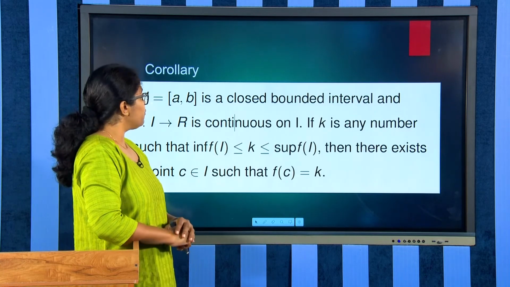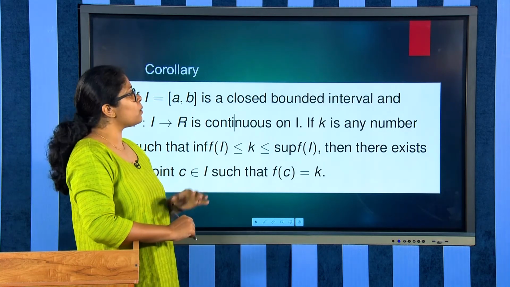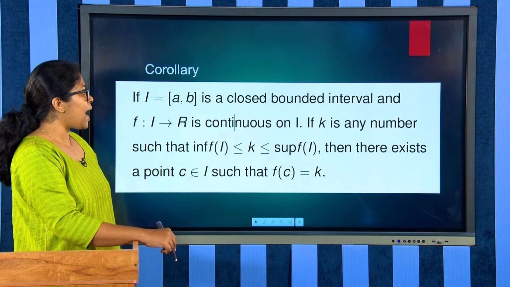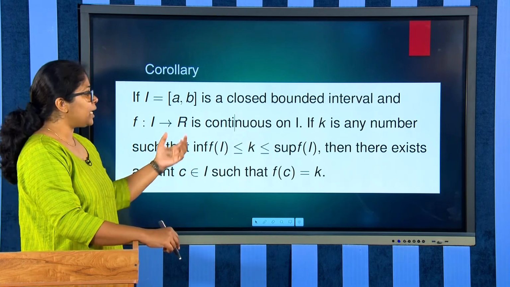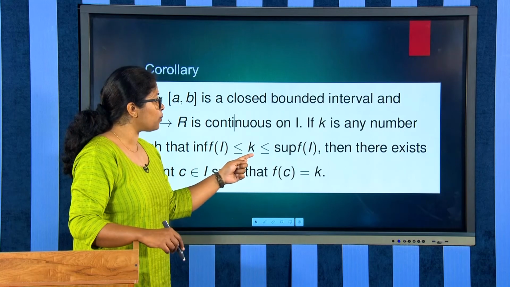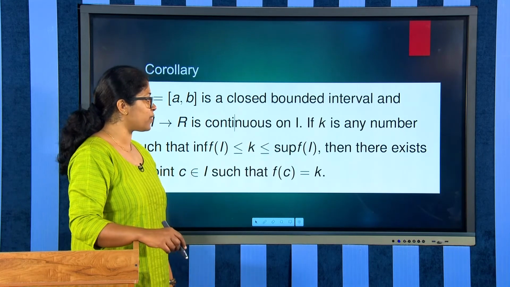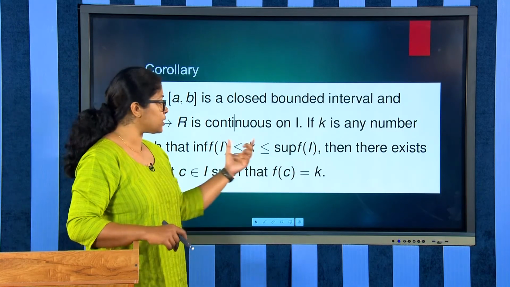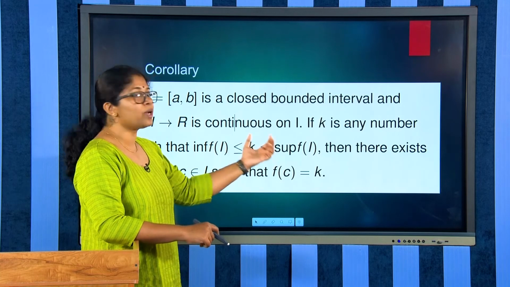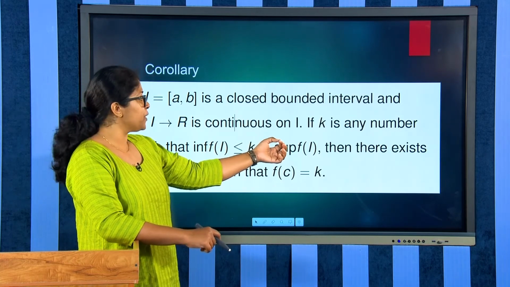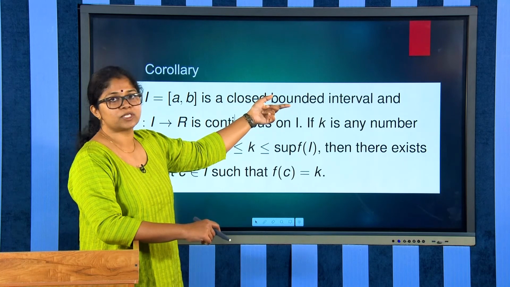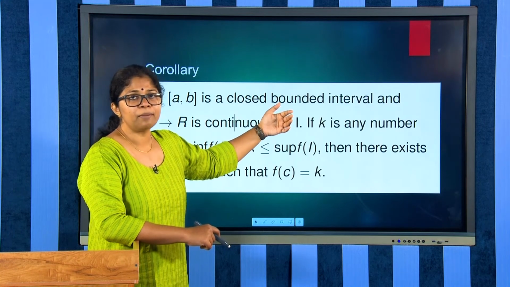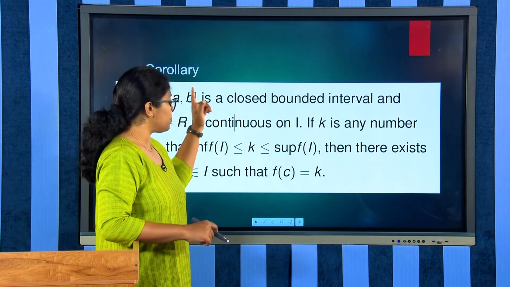As a corollary, if I is a closed bounded interval and f from I to R is continuous on I, and if k is any number such that the infimum of f of I is less than or equal to k less than or equal to the supremum of f of I, then there exists a point c belonging to I such that f of c is equal to k. So instead of f of a and f of b, you are specifically given the infimum and the supremum because I is a closed bounded interval. That follows from the maximum minimum theorem as well as the intermediate value theorem. That is why it is a corollary.